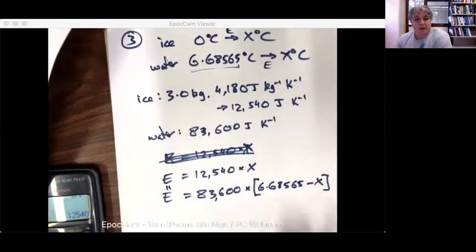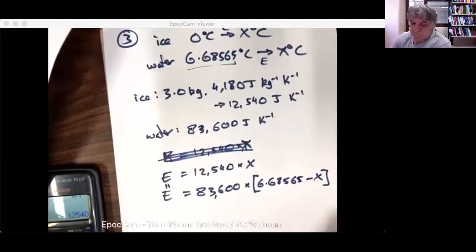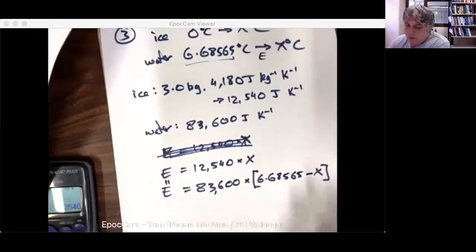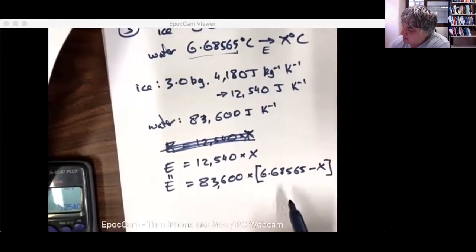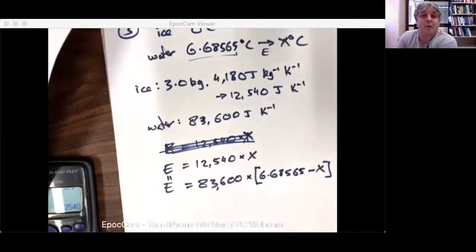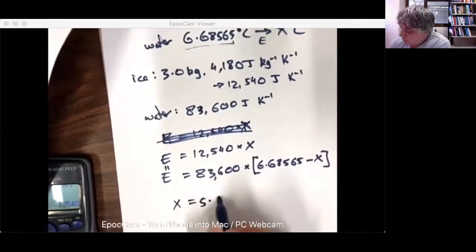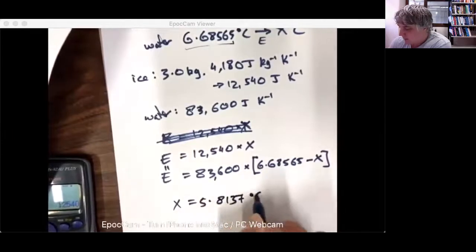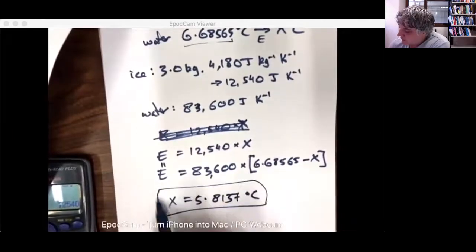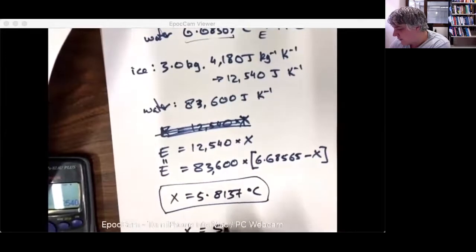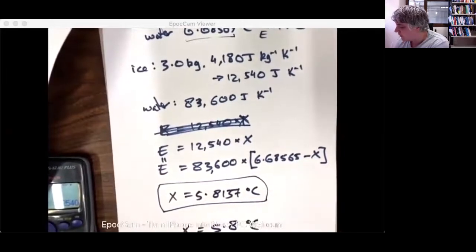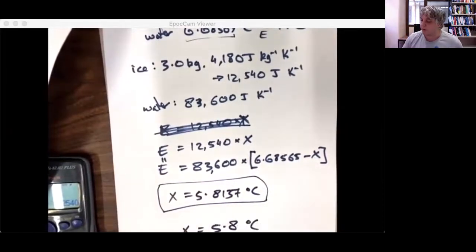Now, if we rearrange this, I might leave that as an exercise for you. As I said, if you're confused by this step, forget about it. If you're not confused, have a go at rearranging and solving for X. And what you'll find is that X is equal to 5.8137 degrees Celsius. And that is our final temperature, which we would write as 5.8 degrees Celsius, since we are only going to 2SF.